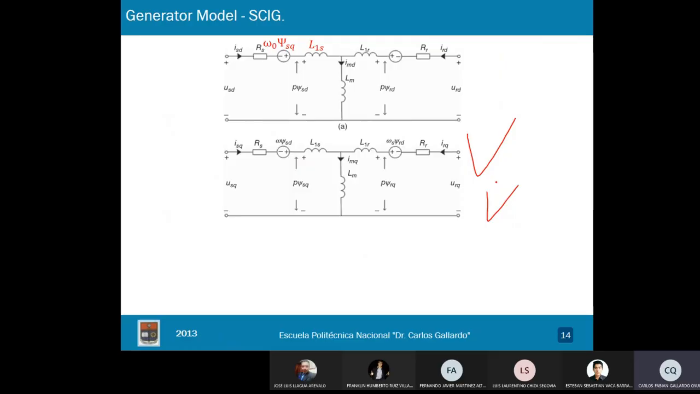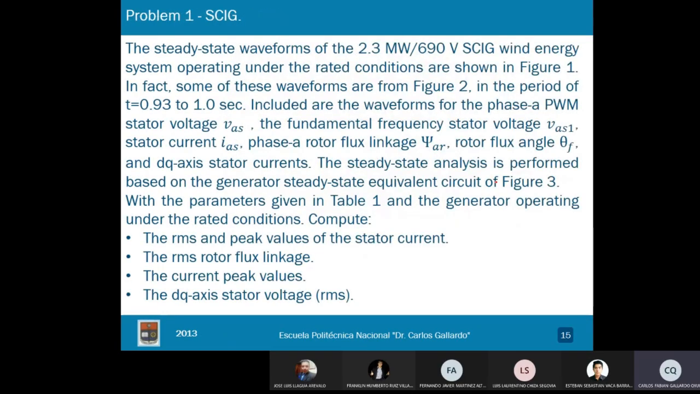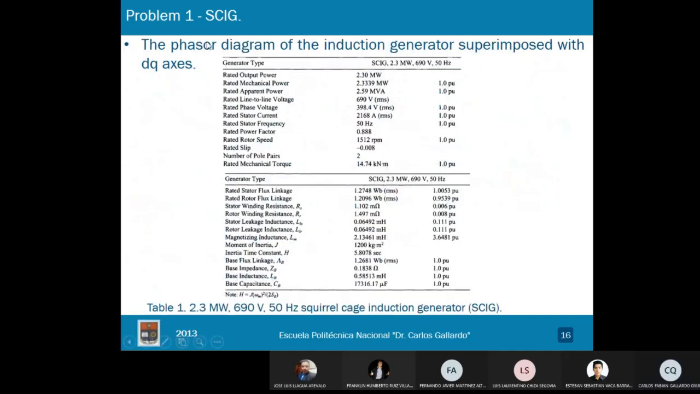So in order to make this clear, let's work on the first problem. Pay attention to this problem. The data in table 1 is the data of the 2.3 megawatt wind turbine. The rated voltage is 690 volts, and the frequency is 50 hertz for the squirrel cage induction generator. So I have the data here.